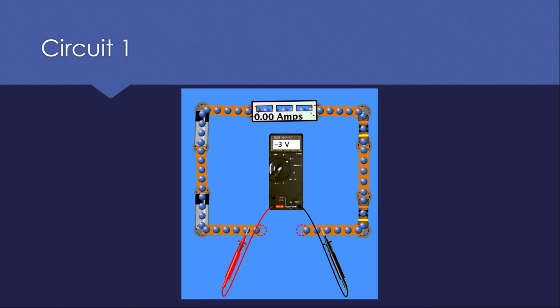When one ammeter is removed and replaced with a voltmeter, the current stops flowing. The voltmeter reads negative 3 volts, which corresponds to the battery's EMF. It's negative because the positive lead is touching the side with less potential.